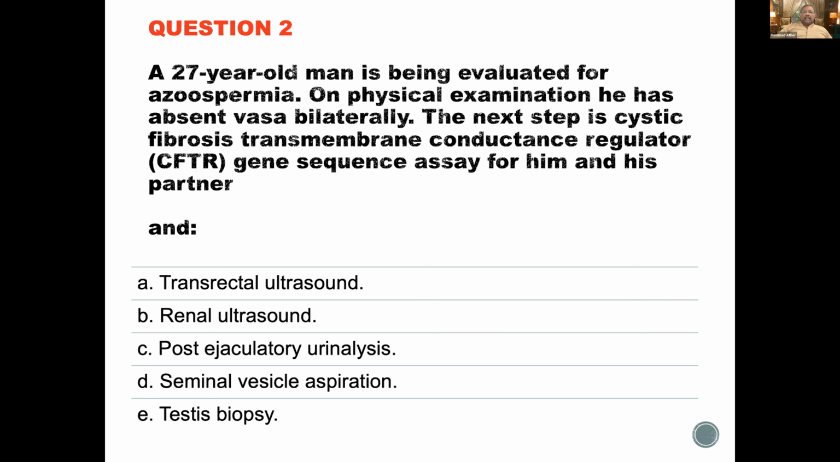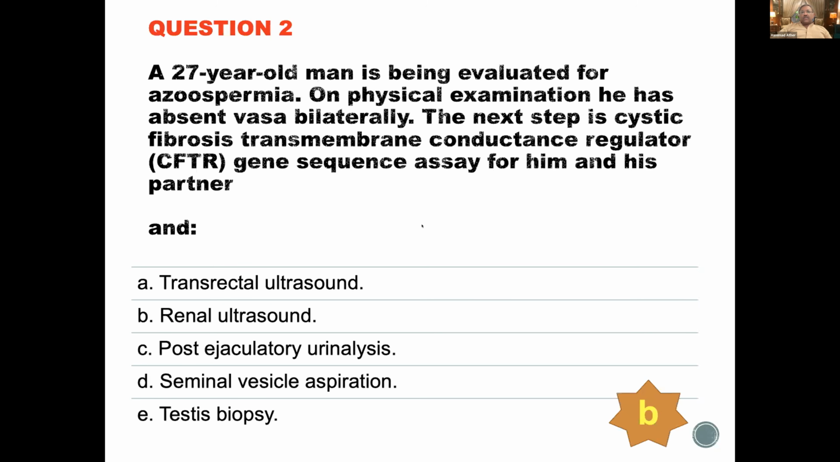Once you have done that, the next step is to do an ultrasound to make sure that both the kidneys are there, because there is a high likelihood of an absent ipsilateral kidney, as Farhan explained. So the correct answer is renal ultrasound after you have done the gene sequencing for the patient and the partner.